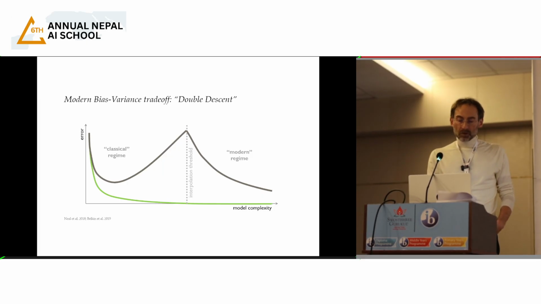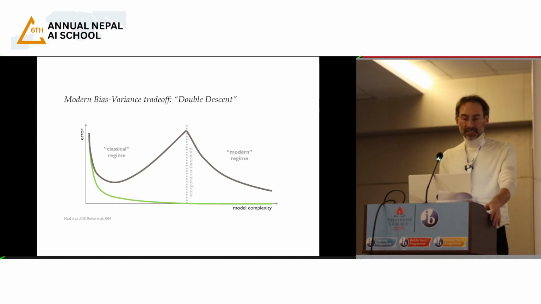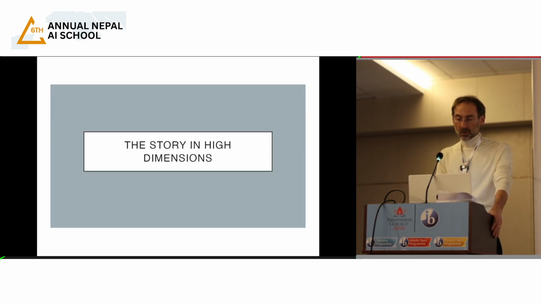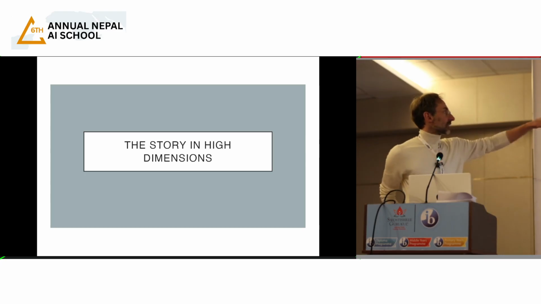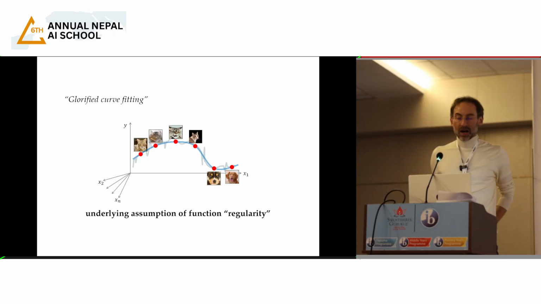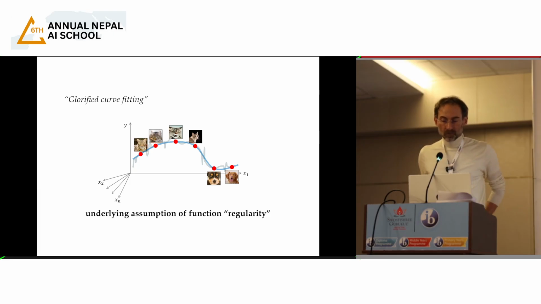I hope I'm not telling anything new. It was just a refresher on the basics of statistical ML. Let's now see what happens in high dimensions. Basically the same thing, this glorified curve fitting, but now we need to explicitly account for the fact that our input space is high dimensional. So we need to look at the underlying assumption of function regularity: what does it mean that our function is well behaved, and how do we define it?